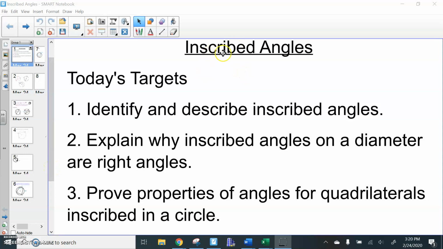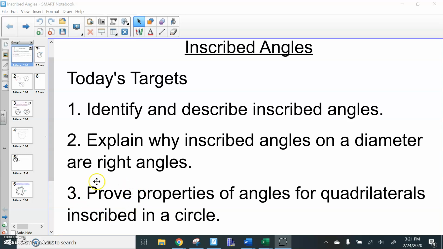Okay, so today we're going to be talking about inscribed angles. So our targets are: 1, identify and describe inscribed angles; 2, explain why inscribed angles on a diameter are right angles; and 3, prove properties of angles for quadrilaterals inscribed in a circle.